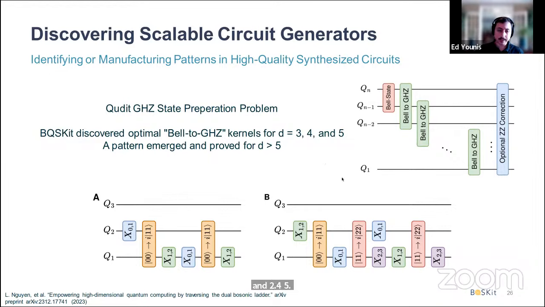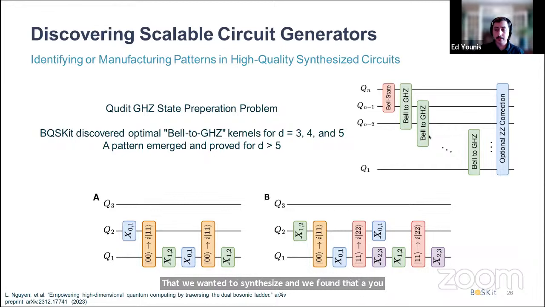We did this in a way called kernel cycling, where we have this Bell state to GHZ state block that we wanted to synthesize. And we found that you prepare a Bell state on these 2 qubits, you do this Bell state to GHZ, and then you can cycle 1 qubit out, put 1 qubit in, and you get the same Bell state on those 2 qubits. And you can keep doing this to build up a GHZ circuit. So we synthesized this block. And we did it for qutrits, ququarts, ququints, and we found, hey, look, there's a pattern there.